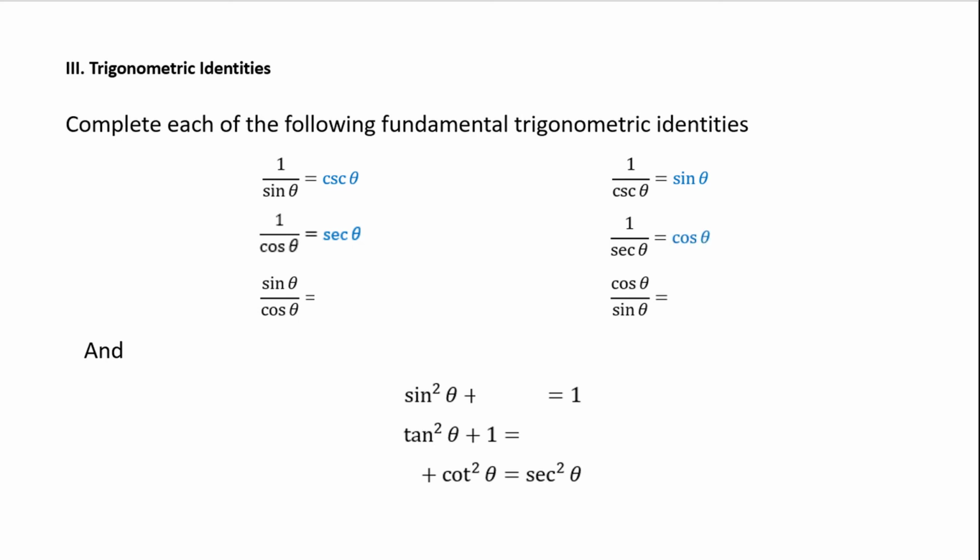Sine theta over cosine theta is equal to tangent theta, and cosine theta over sine theta is equal to cotangent theta. And then we have the Pythagorean identities. Sine squared theta plus cosine squared theta equals 1. Tan squared theta plus 1 equals secant squared theta. And 1 plus cotangent squared theta equals cosecant squared theta. These should all be committed to memory.